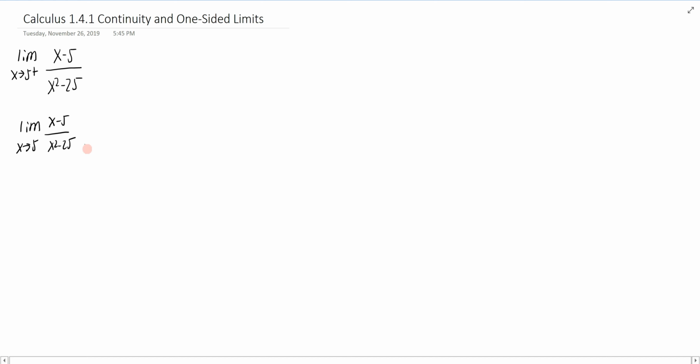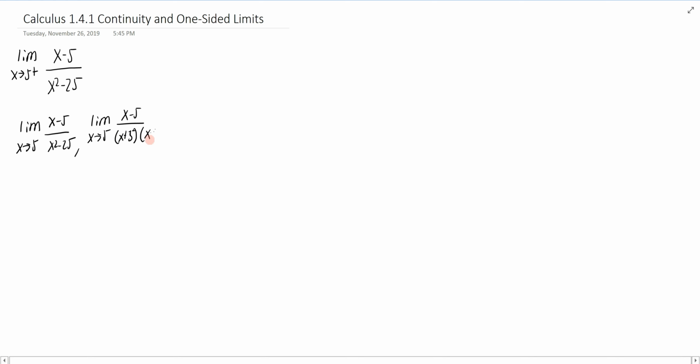And so we're going to try a technique that we did before. So we're going to do a bit of factoring here. So this limit as x goes to 5 of x minus 5 over x squared minus 25, we can just make this the limit as x goes to 5 of x minus 5 over x plus 5 times x minus 5.